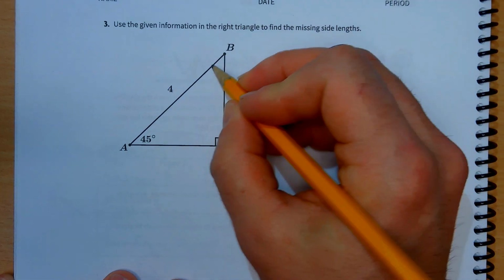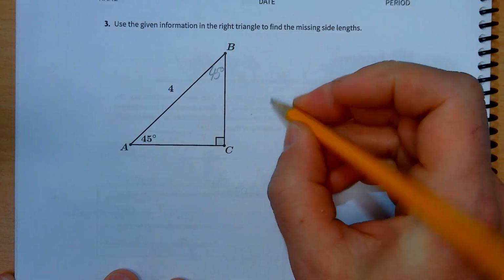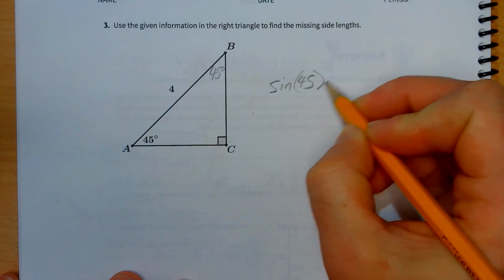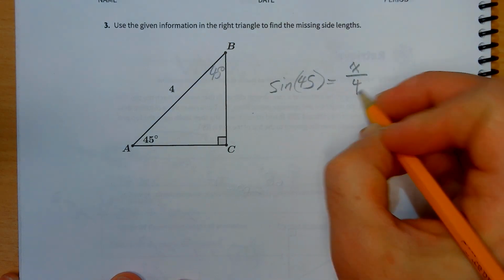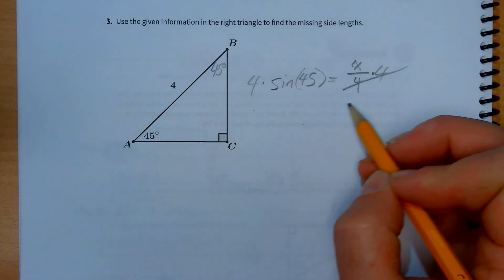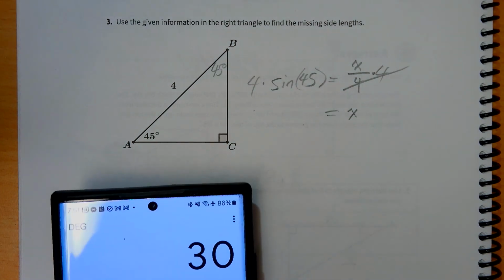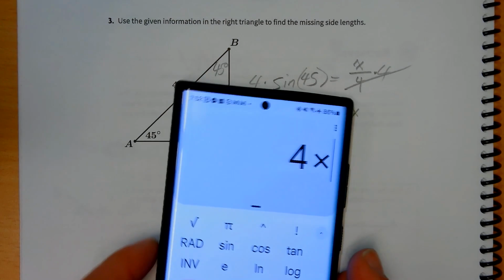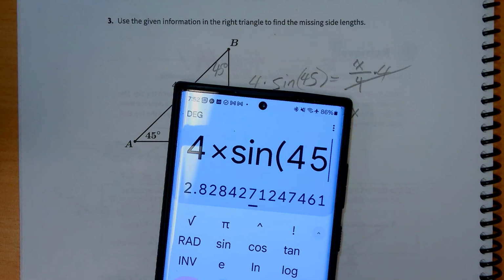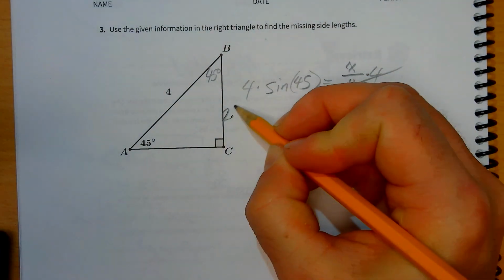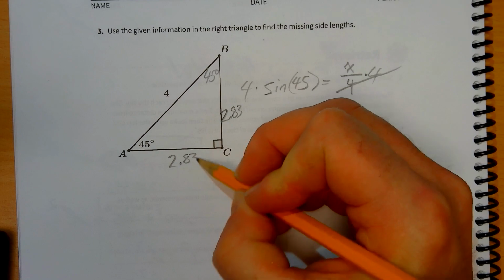Let's do sine of 45 has to be equal to x over 4, times 4 both sides. X equals 4 times sine 45. 2.82. 2.83. Now on to the real homework.